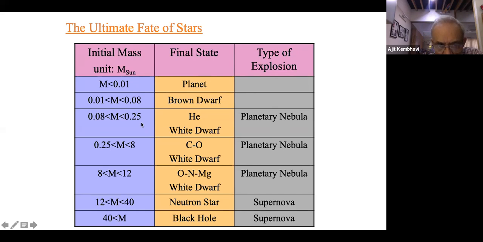If the mass is about 0.25 times the mass of the sun, then you form the helium, and that's the end of the story. You get a white dwarf at the center and a planetary nebula. For higher masses, again you get a carbon oxygen white dwarf, and then oxygen, nitrogen, magnesium white dwarf. But if the mass is more than about 12 solar masses, you get what is known as a supernova explosion, and at the center you will get a neutron star. If the mass is more than 40 solar masses, at the center you will get a black hole, and the outward parts you get a supernova explosion. These numbers are all approximate.